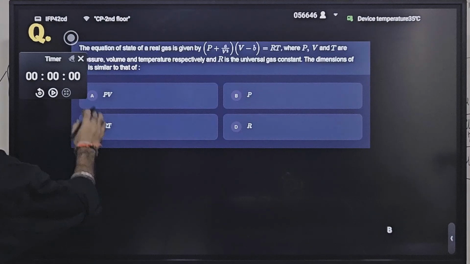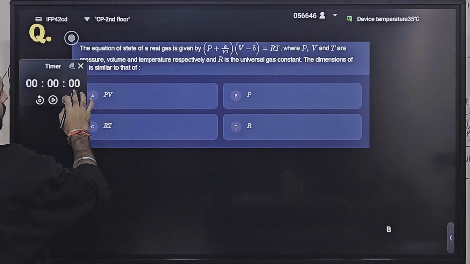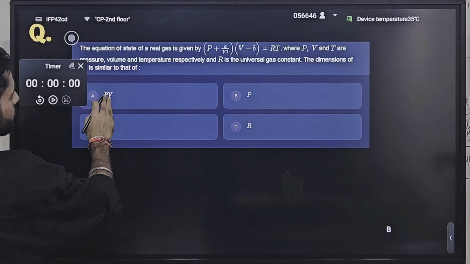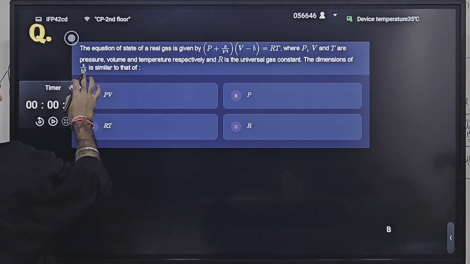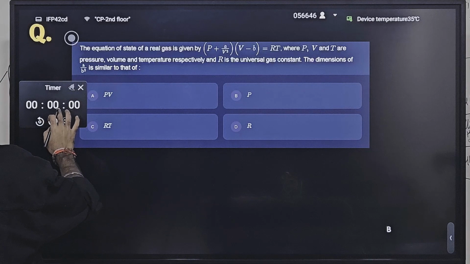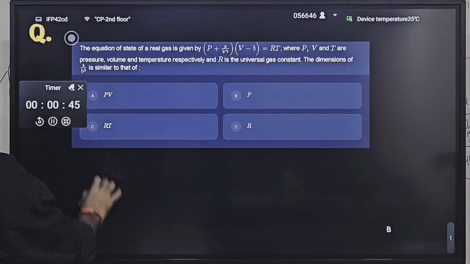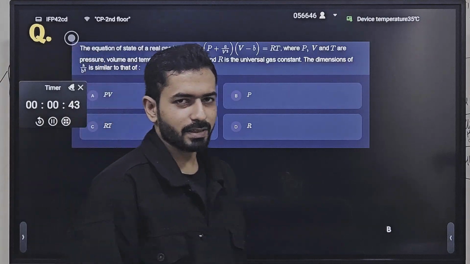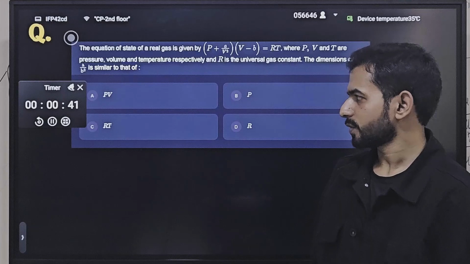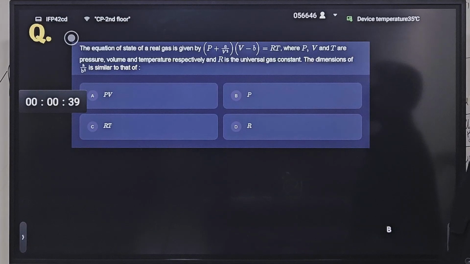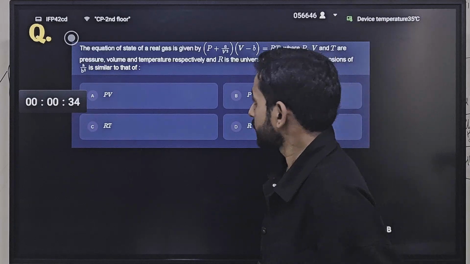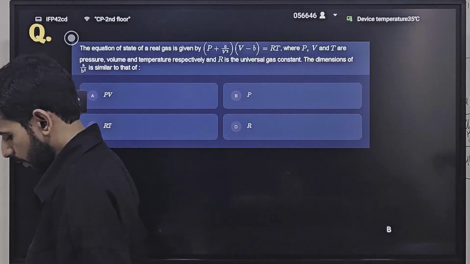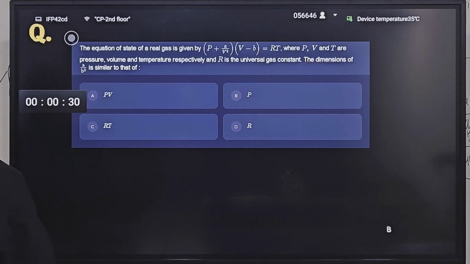Solve this question. This is the problem. A by B square, this time again you have to calculate. We have solved this question one time, and I have told you this question will come again and again. This real gas equation, units and dimensions. Check. Solve it fast. It will give you a good revision.